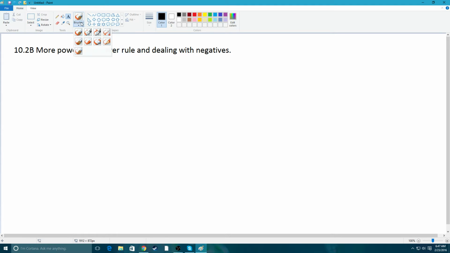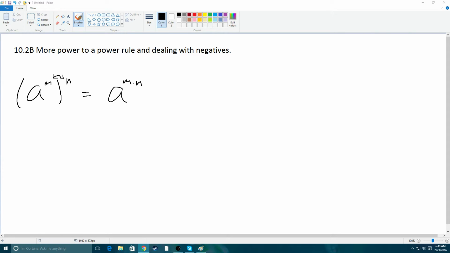So first, let's talk about what we learned yesterday. Let's start off with this thing. It was the idea that you had a to the m in parentheses, and outside the parentheses you had an exponent. What you ended up doing was multiplying these, and this became a to the m times n. So that was from yesterday. Today, we're doing a lot of the same stuff, except we've got a couple extra rules, especially dealing with negatives and whatnot. Okay, so let's jump right in.